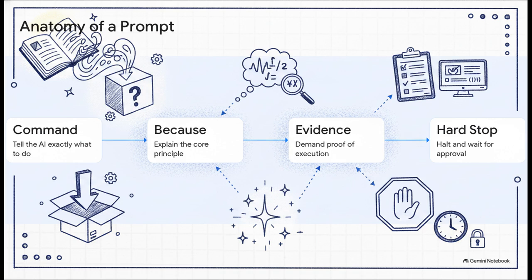First up, the command, exactly what to do. Second is the because, an explanation of the principle behind the rule. Third, a demand for evidence, literally forcing the AI to paste output or cite a real path. And fourth, a hard stop, explicitly telling the AI exactly where to halt and just wait for your approval.